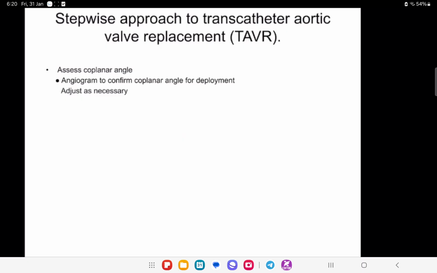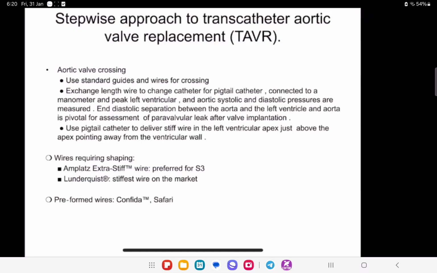Assess the coplanar angle. Angiogram to confirm coplanar angle for deployment. Adjust as necessary. Aortic valve crossing: use standard guides and wires for crossing. Use an exchange length wire to change the catheter to a pigtail catheter. It should be connected to a manometer to measure the peak left ventricular and aortic systolic and diastolic pressures. This is because the end-diastolic separation between the aorta and the left ventricle plays an important role in the assessment of paravalvular leak after valve implantation.